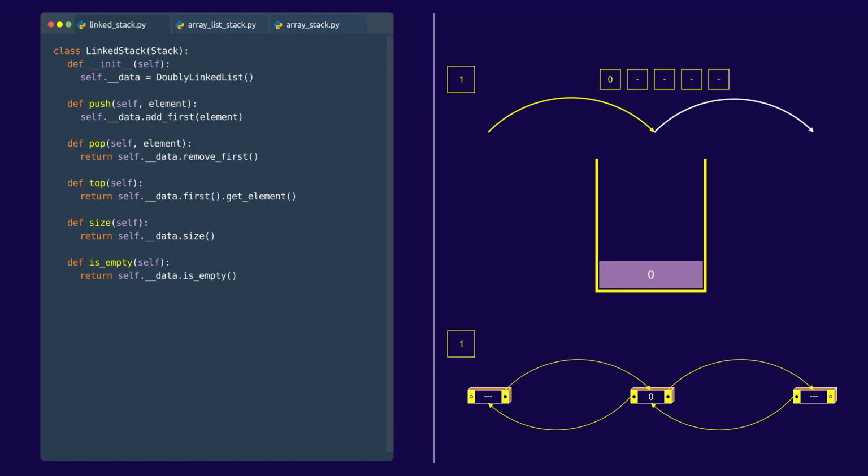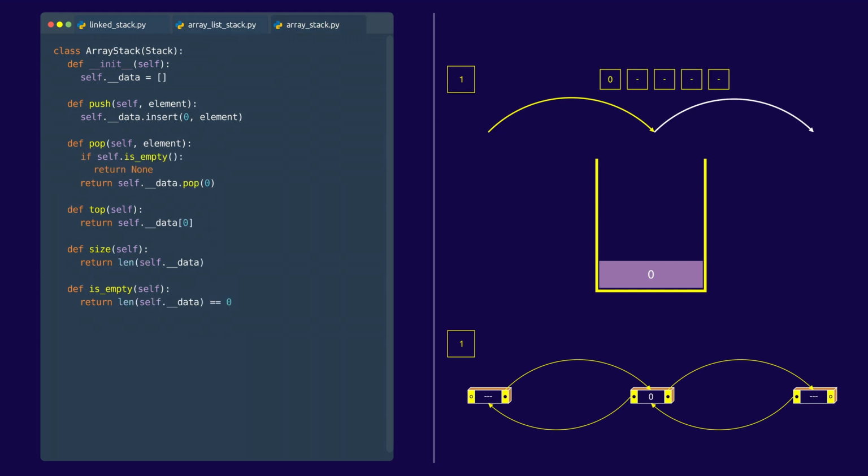Finally, we build a method to output all the elements in the stack. The linked stack and the array list stack will call once again the method on the data. In the array stack, we will join the elements of the list using a comma separator.